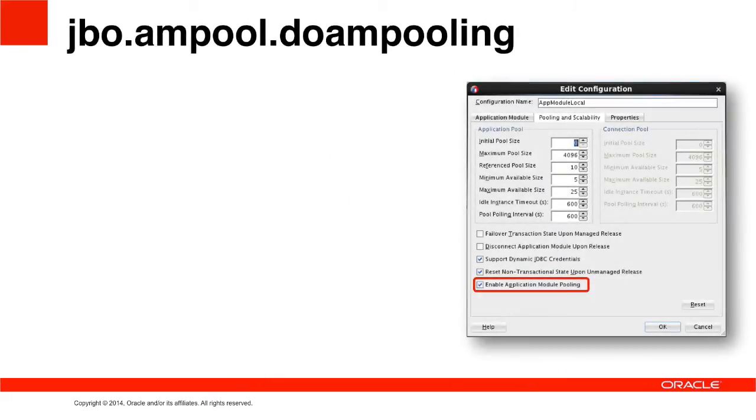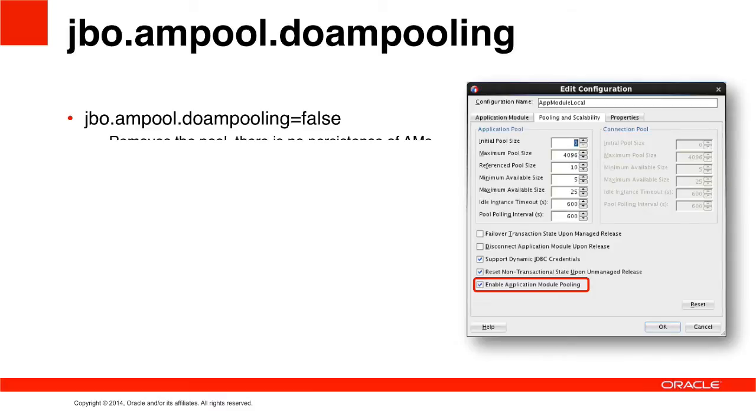The solution to this is the parameter jbo.ampool.doAmpooling. By default, this parameter is set to true, and it is responsible for invoking the whole application module pooling mechanism. Yet, if we set it to false, for all intents and purposes, there is no application module pool at runtime to persist application modules over requests.